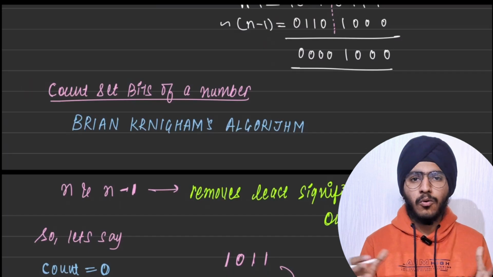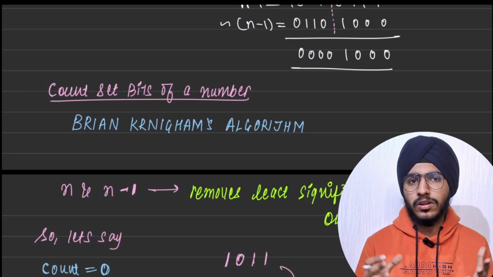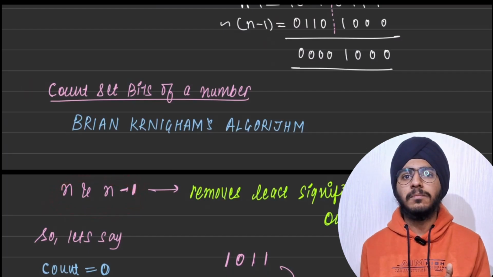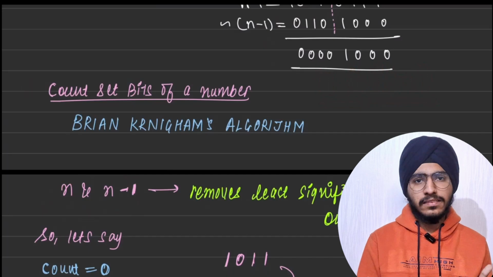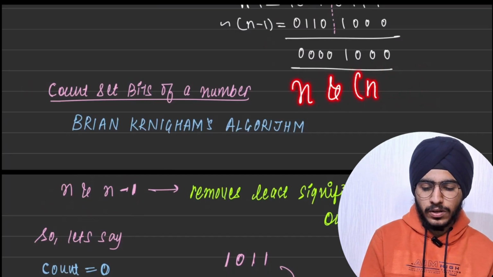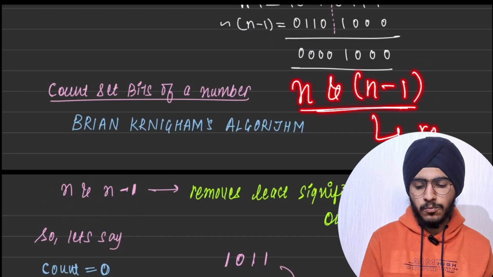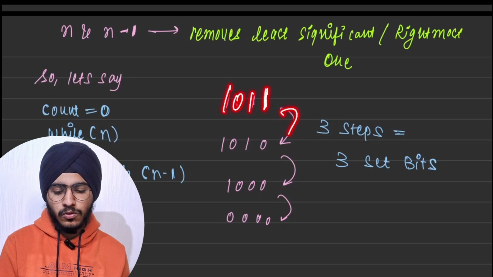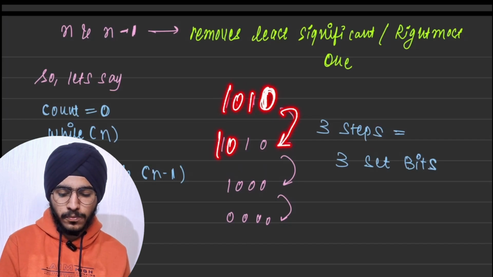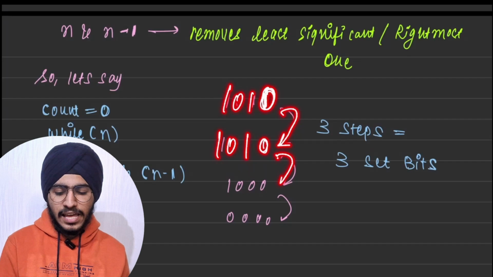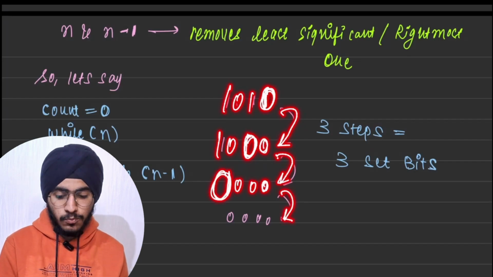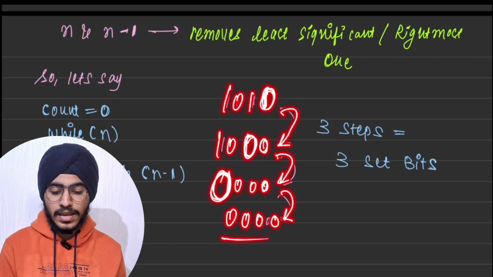I don't know how to pronounce this name, but this algorithm says that using this n and n minus 1, you can easily count the number of set bits. How? As I already told, n and n minus 1 will remove the rightmost set bit. For example, take 1011. n and n minus 1 will remove the rightmost set bit, and it will become 1010. Again, n and n minus 1 removes the rightmost set bit, and it will become 1000. Again, it removes the rightmost set bit, and it will become 0000. So finally we got 0.